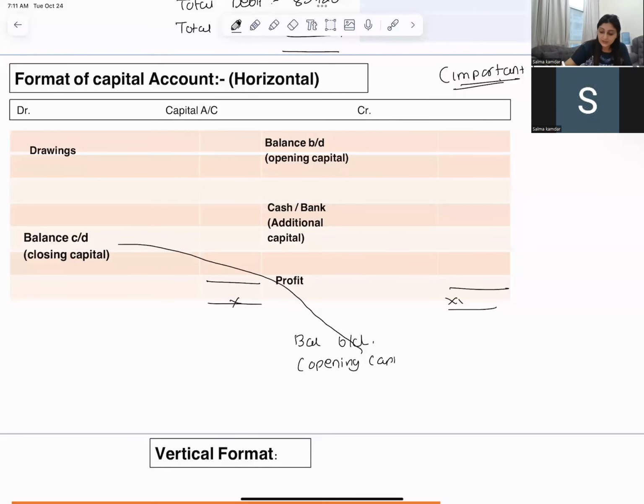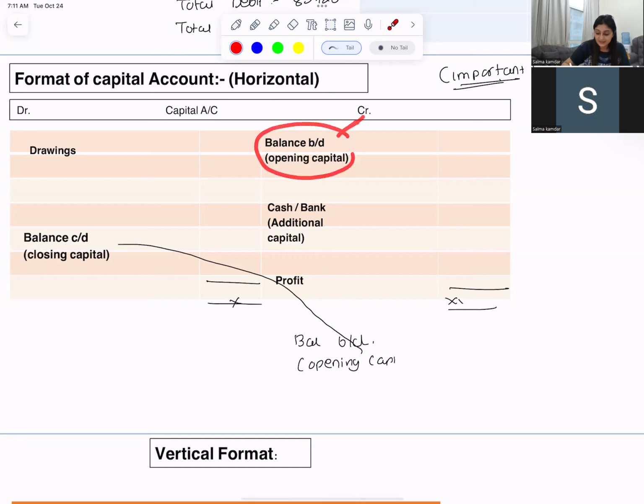Okay, we are talking about incomplete records, where we are going to find out profit by making the capital account. For that, you need to know the T form of making the capital account as well as the vertical form to make the capital account. Your capital account always has a credit balance, opening balance on the credit side, that is the same side, and closing balance on the opposite side. Drawings will be recorded on the debit side. If there is any additional capital, it will come on the credit side and you get profit as the balancing figure.